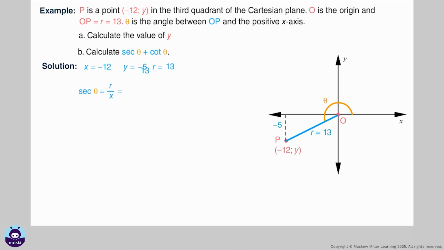Secant theta equals r over x equals -13 over 12. Cot theta equals x over y equals 12 over 5.